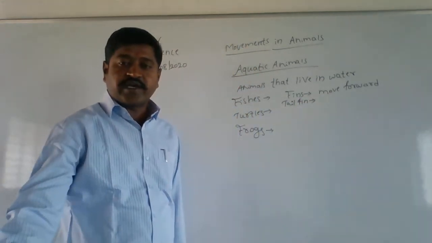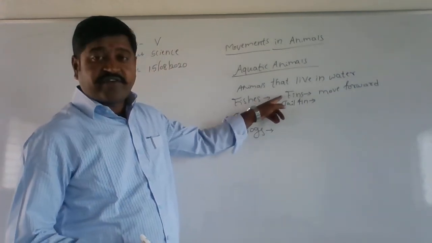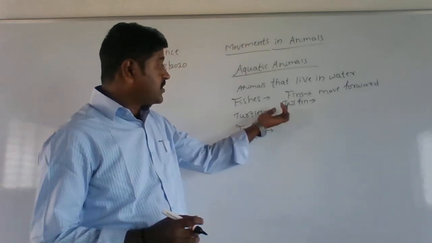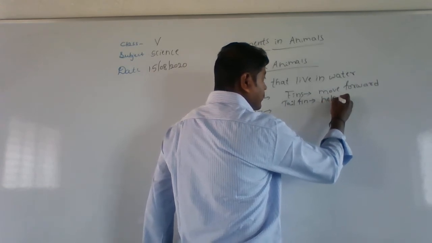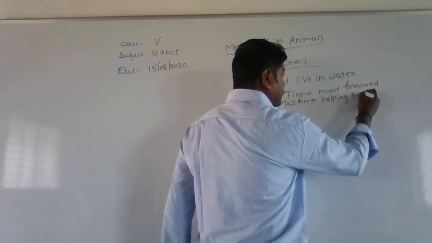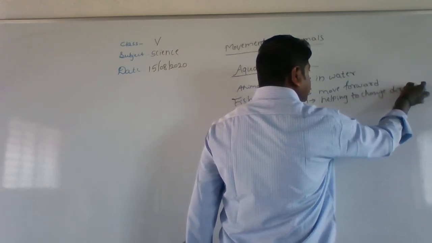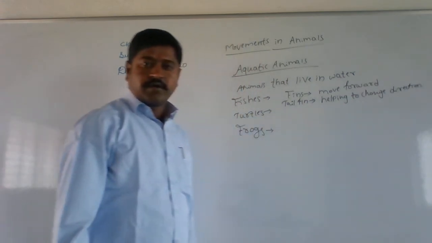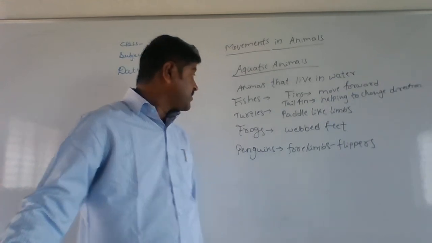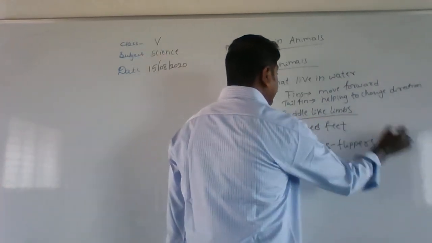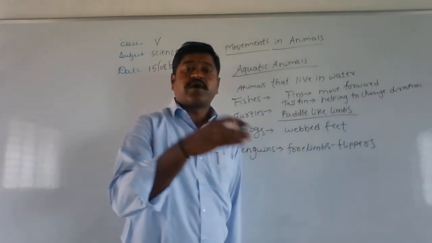So fins are helping the fish to move forward, whereas the tail fin, what is it doing? It is helping to change direction. Is this clear? The next, turtles. They have paddle-like limbs, which help the turtles to move forward.